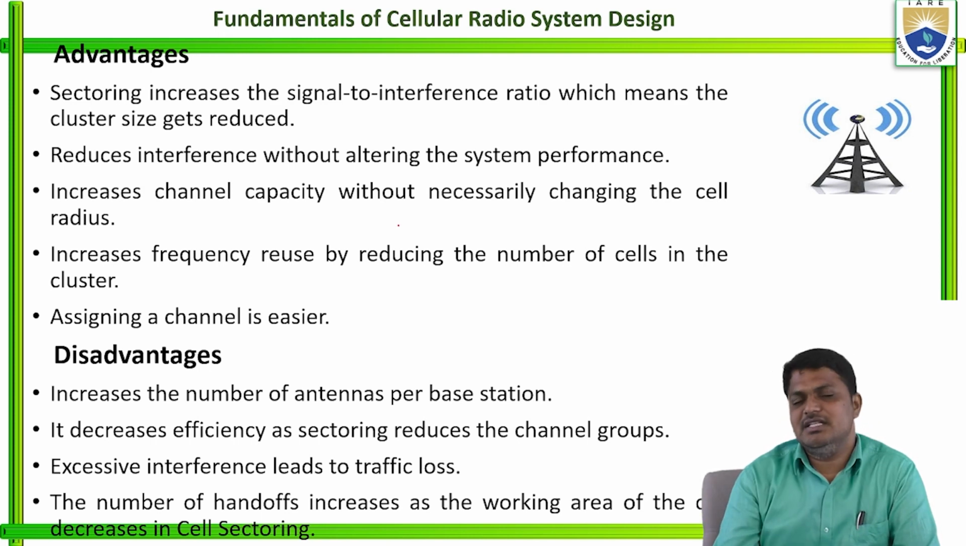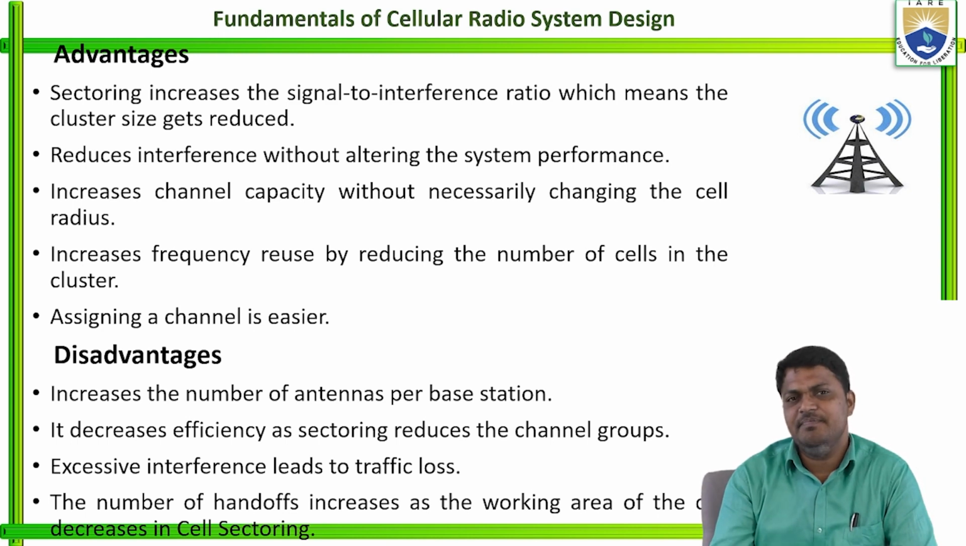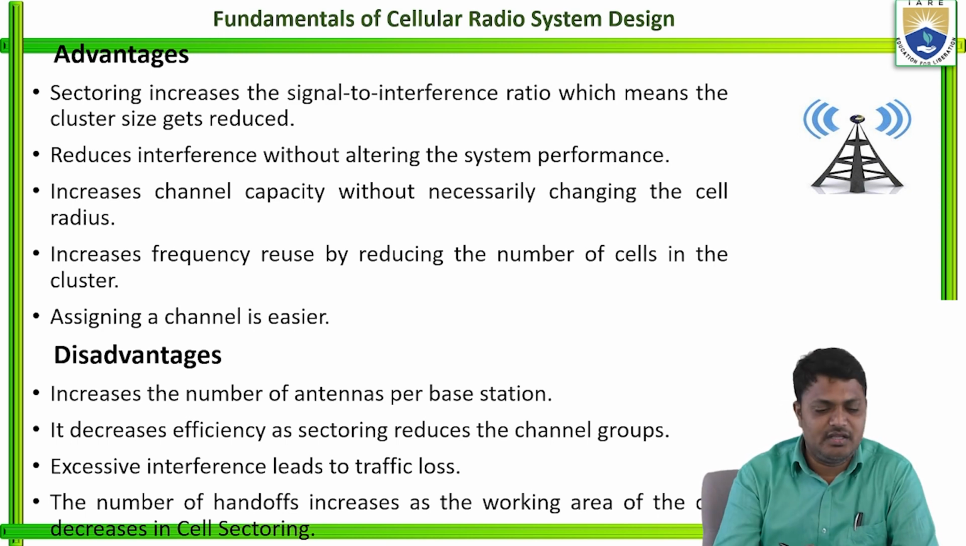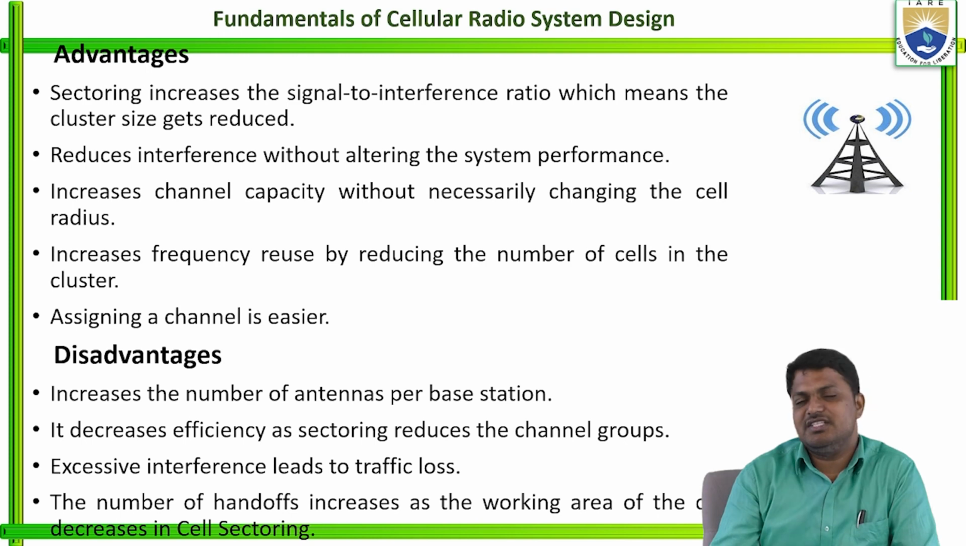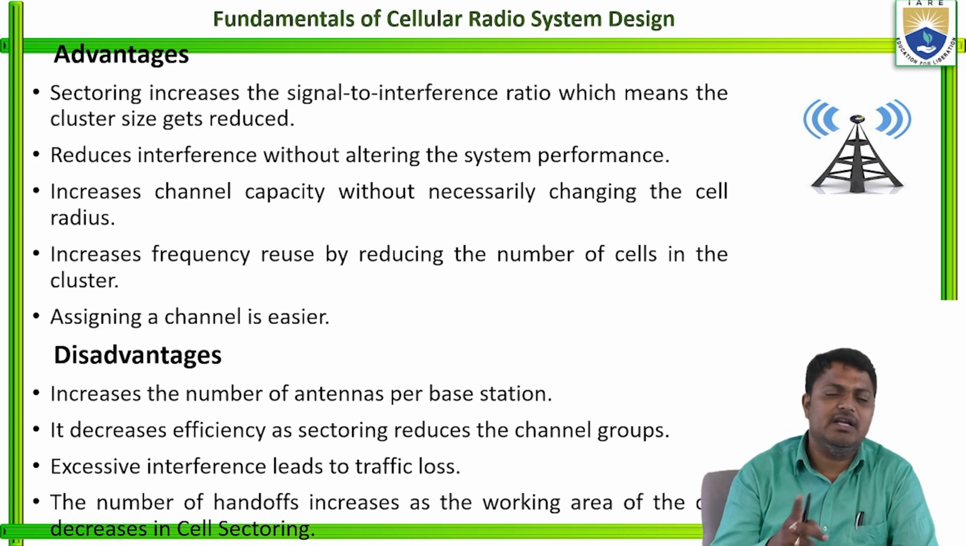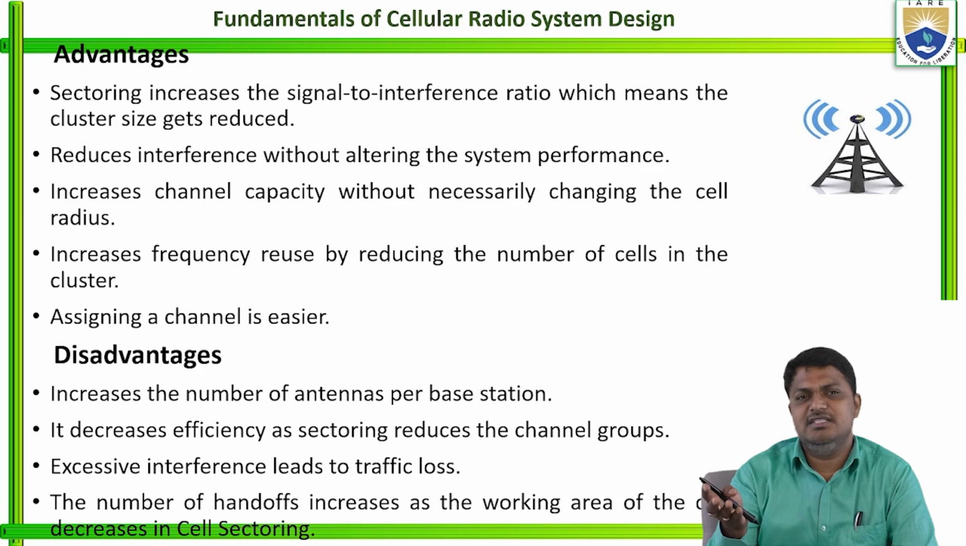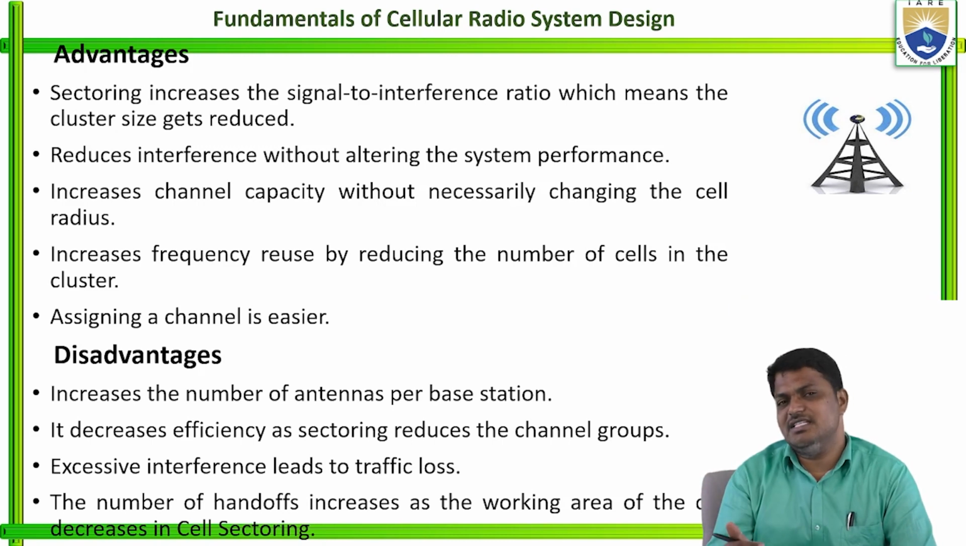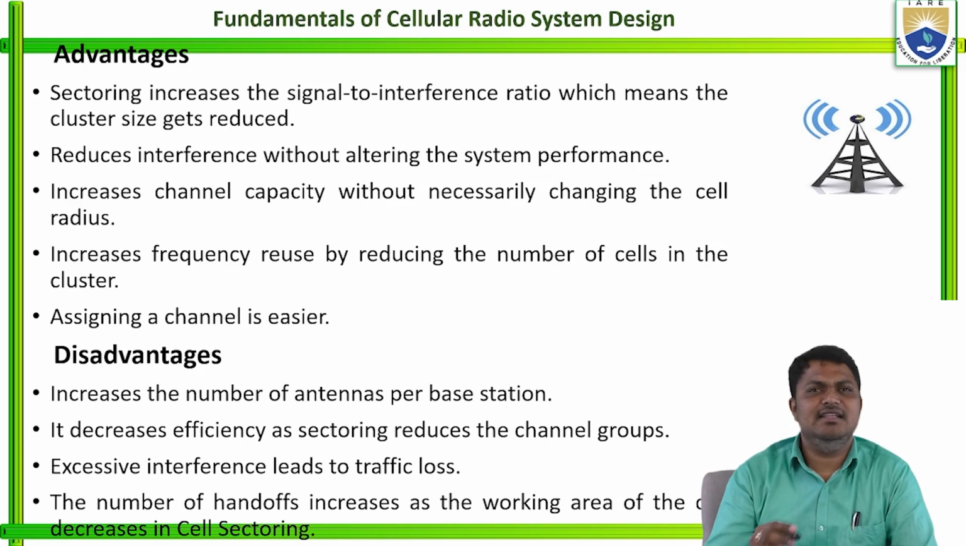It increases the channel capacity without necessarily changing the cell radius. There is no need to change the cell radius when we do the sectoring process. It also increases the frequency reuse by reducing the number of cells in the cluster, and assigning a channel is very easy compared to cell splitting. In cell splitting, assigning a channel is very difficult, but in sectoring, because we divide the cell shape into 120 or 60 degree angles, it is easy to assign the channel.